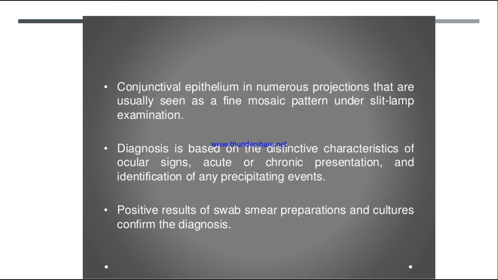Diagnosis is based on the distinctive characteristics of ocular signs, acute or chronic presentations, and identification of any precipitating event. So, like I said, the diagnosis will be confirmed based on the signs and symptoms. Different types of conjunctivitis will have different signs and symptoms, so based on that, you will be able to detect the types. Next, positive results of swab smear preparations and cultures will confirm this diagnosis. So, swab test and culture test will be performed, and if they come out to be positive, then the diagnosis of conjunctivitis is confirmed.